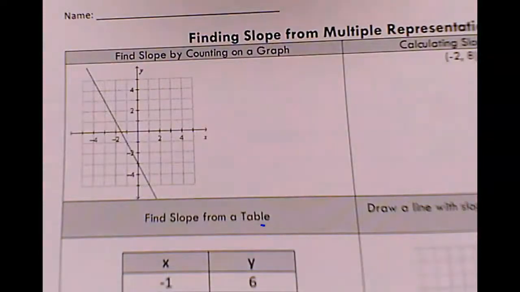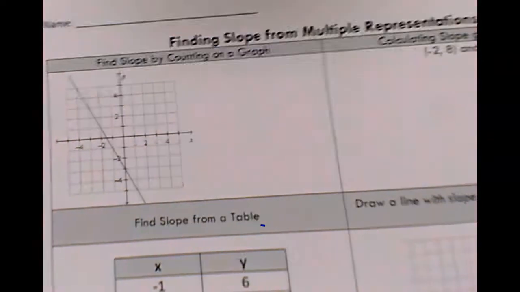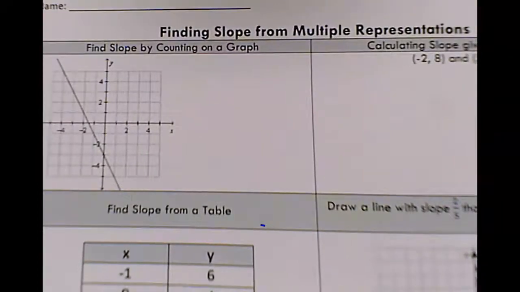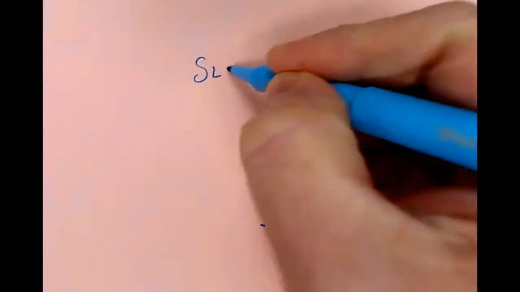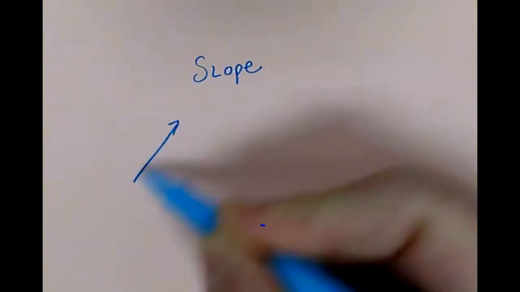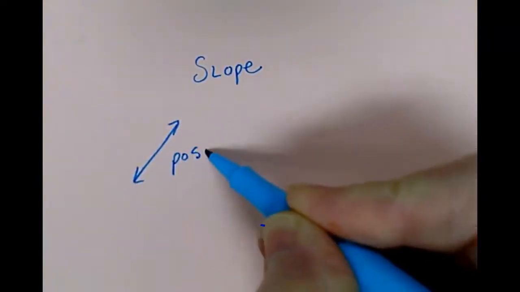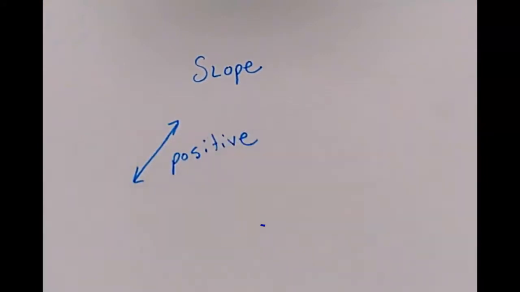Today we're going to look at finding slope from multiple representations. That would be notes number 11. Now you might want to scroll all the way down to the bottom of your page to write a few things down about slope. If the line is going up, you have positive slope.